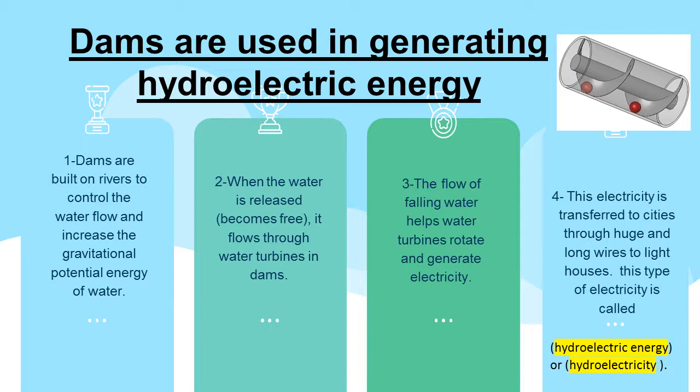Dams are used in generating hydroelectric energy. Dams are built on rivers to control the water flow and increase the gravitational potential energy of water. When the water is released, it flows through water turbines in dams. The flow of falling water helps water turbines rotate and generate electricity. This electricity is transferred to cities through huge and long wires to light houses. This type of electricity is called hydroelectric energy or hydroelectricity.